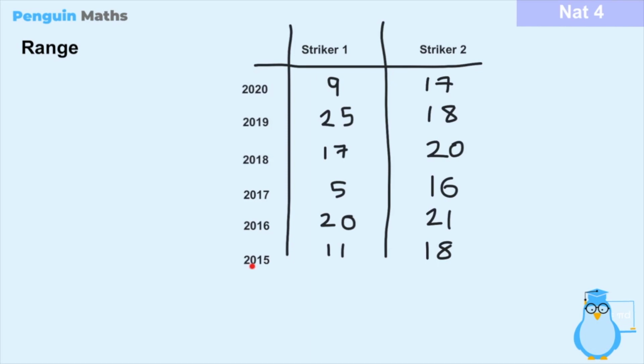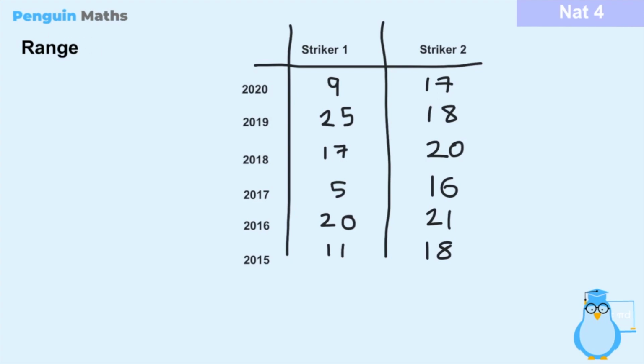So for example, let's say we wanted to compare two strikers playing football and the amount of goals that they've scored over a course of 6 seasons. So here we have each year or each season that the strikers have played across, and here we have the goals for striker 1 and striker 2 across each of these seasons. And maybe we want to measure who's been the most consistent striker over the course of the 6 seasons, and we can do that using the range, for example.